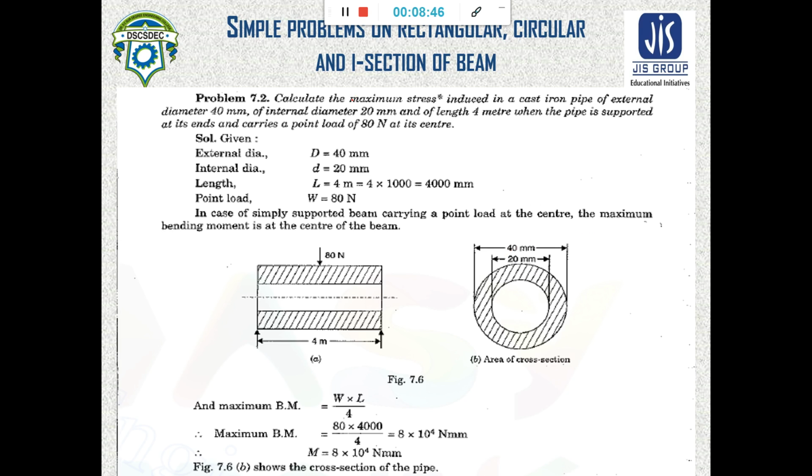The question is to calculate the maximum stress induced in a cast iron pipe of external diameter 40 mm and internal diameter 20 mm. It means there is a hollow cast iron pipe, and you have to find the maximum stress. The length is 4 meter, when the pipe is supported at its ends and carries a point load of 80 Newton at the center.